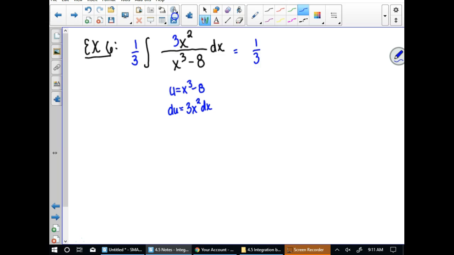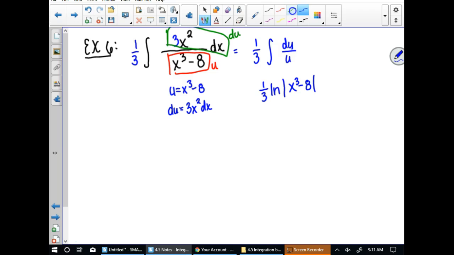So you're going to have 1/3 integral of, and then this right here is my u. This stuff up here is du. So you can write it like this, du over u, or if you want, you could do 1 over u times du. It doesn't really make a difference. They're the same. When we integrate du over u, what do we get? Okay. And make sure you put some absolute value bars around that x cubed minus 8. And then we'll have the plus c.